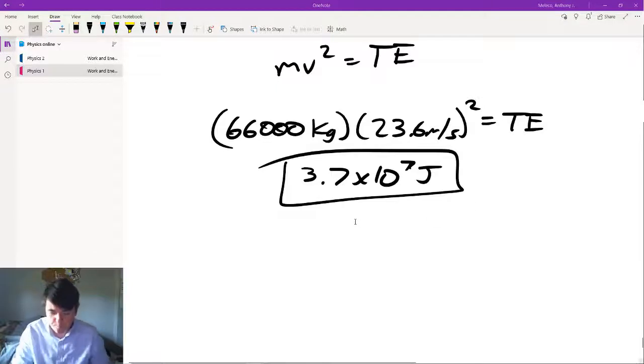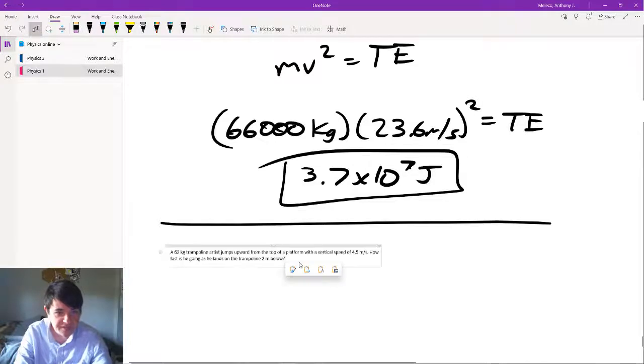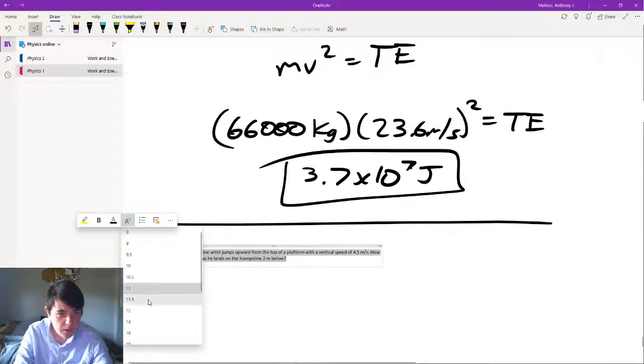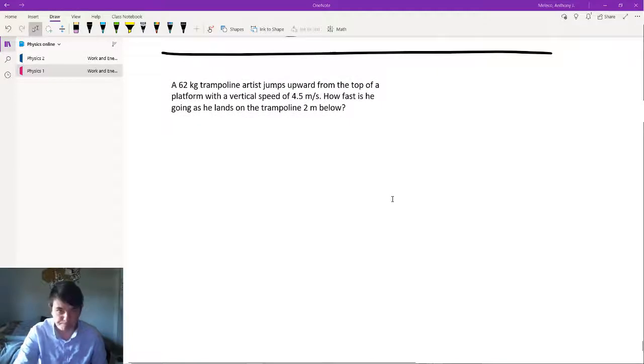Our final problem is kind of a longer one, I believe. Maybe I'm wrong on this. We will see. But it's a trampoline artist, and they're jumping upward from the top of a platform. Oh, I changed this problem a bit. So a 62 kilogram trampoline artist is jumping upward from the top of a platform with a vertical speed of 4.5 meters per second. And we want to know, how fast is he going as he lands on the trampoline 2 meters below? Okay.